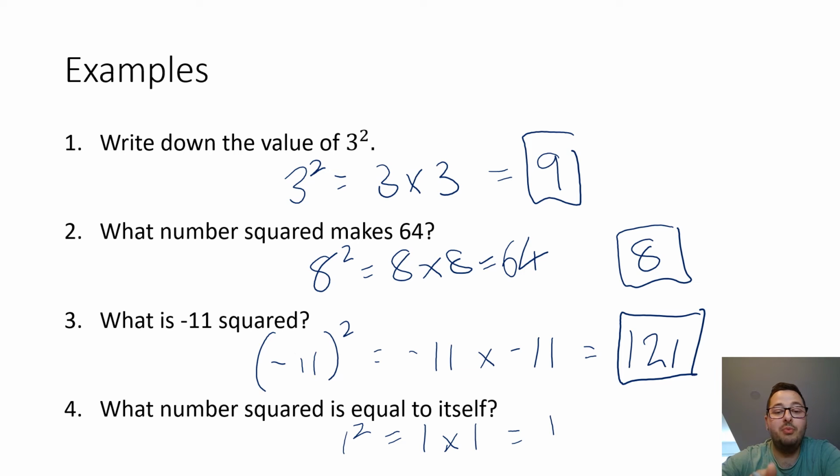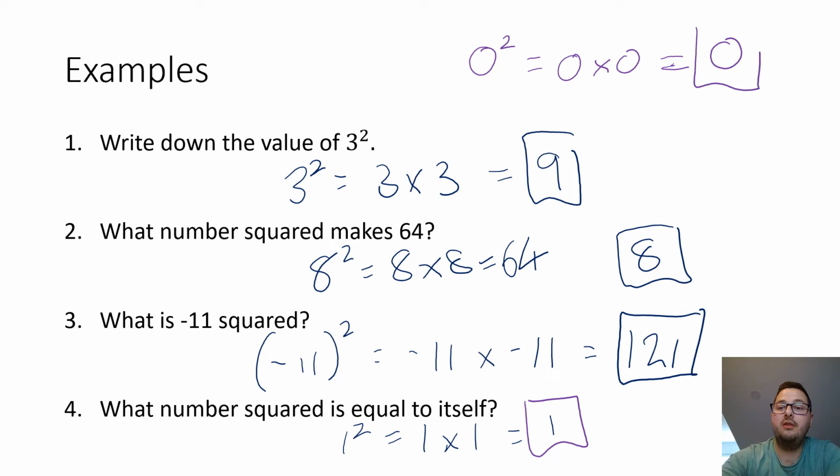So you square the number, you get itself. But the other one is 0 will actually give you this. So I'll just do this up here. So 0 squared is 0 times 0, and nothing times anything is going to be 0. Okay, so your two answers there are 1 and 0, and that is squared numbers.